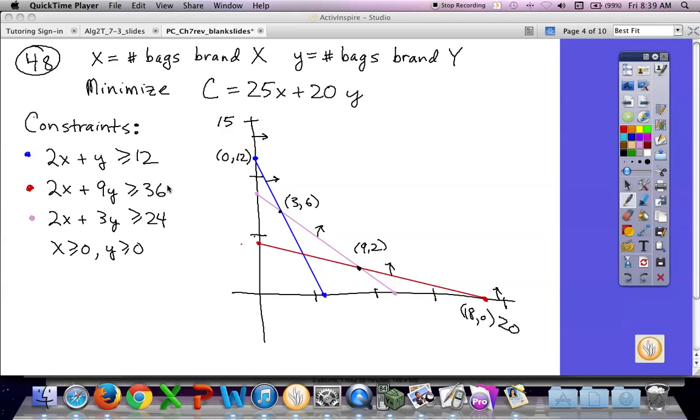Okay, so again, the first part of this is define your variables. And they tell us at the end what we're trying to figure out, the number of bags of each one. We have to make a mix, right? There's our X, there's our Y. They've told us the cost per bag. So there's our cost objective function, which we're going to try to minimize. Minimize costs, maximize profits, right? So 25 times X plus 20 times Y.